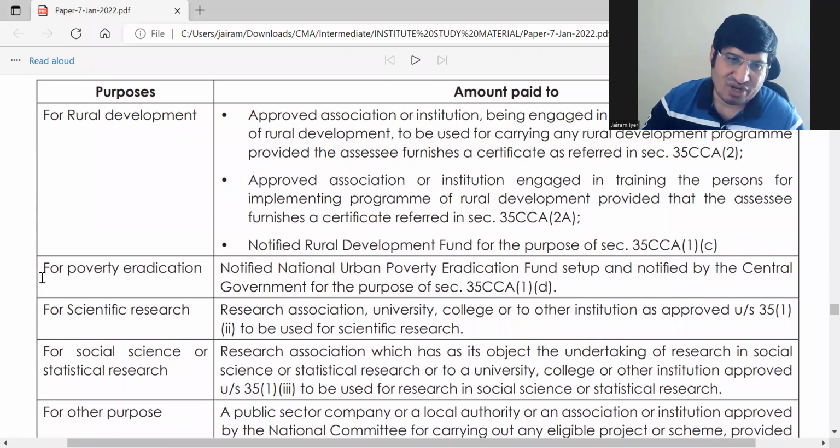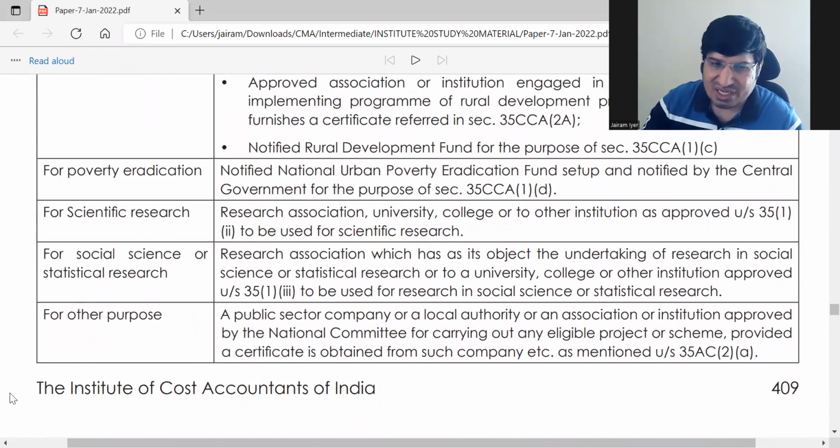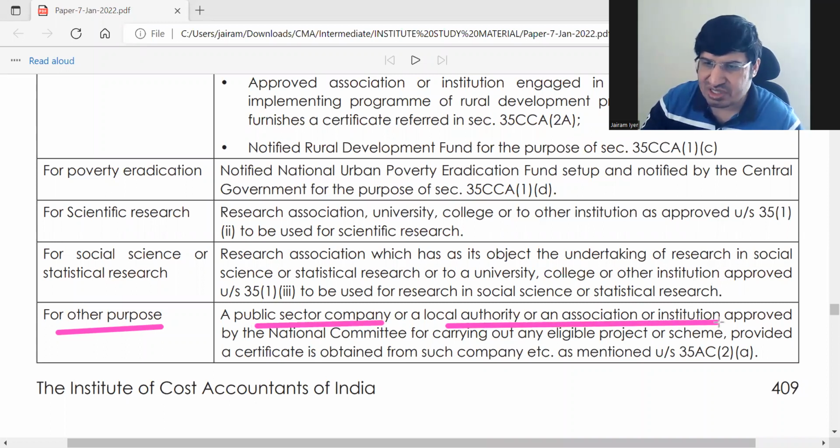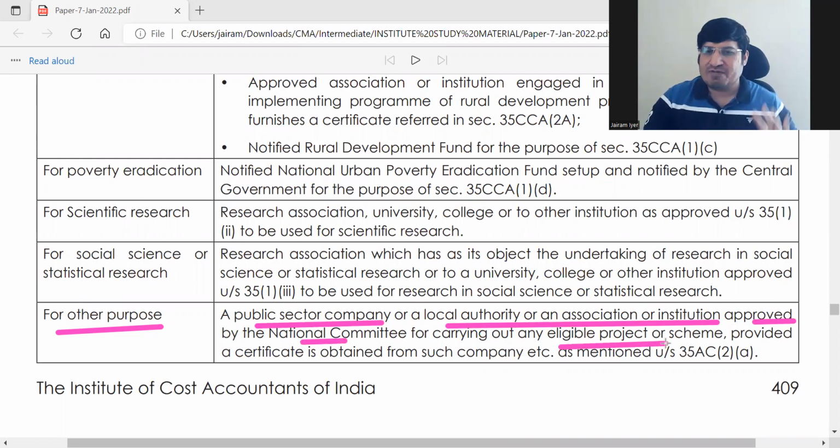So these first four are particular purposes, right? Rural development, poverty eradication, scientific research, both scientific research and social science statistical research. ठीक है? Last is other than this, if he is giving, that is last thing is for other purpose. Other than the above four, if he is giving to a public sector company or a local authority or association or institution which is approved by the national committee for carrying out eligible project. So this is the main thing here. Other purpose, it should be a public sector company, local authority or an association or institution approved by national committee.